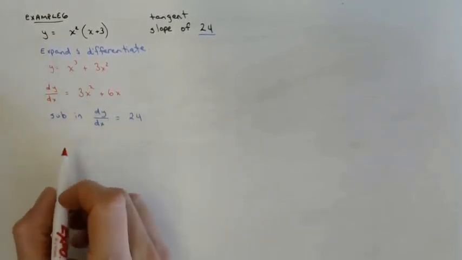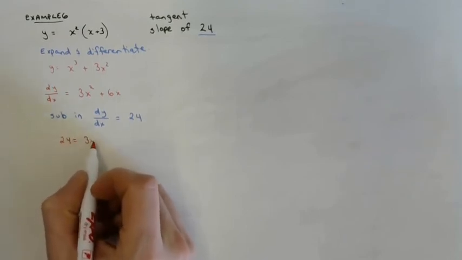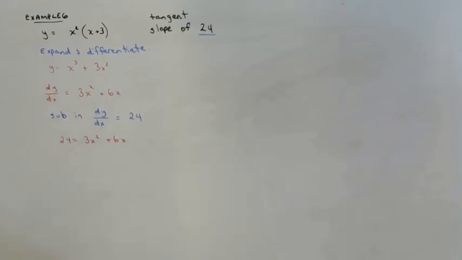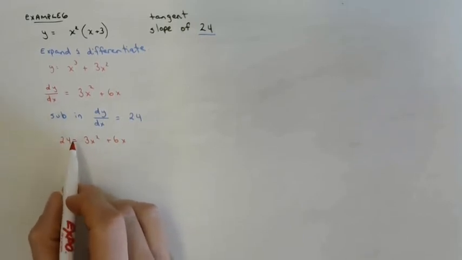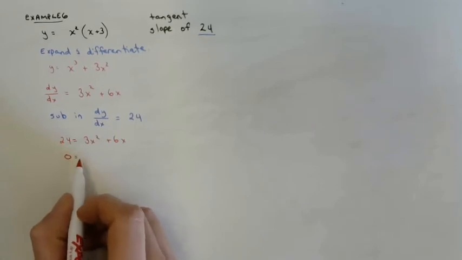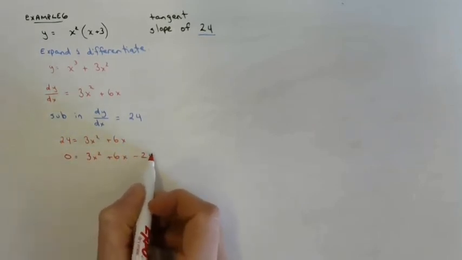The derivative is a quadratic. So we've got 24 equals 3x squared plus 6x. And now I'm just applying all of my older math skills. I can't solve this. I need to have it set equal to 0 in standard form. So I'm going to subtract 24 from each side. 3x squared plus 6x minus 24.